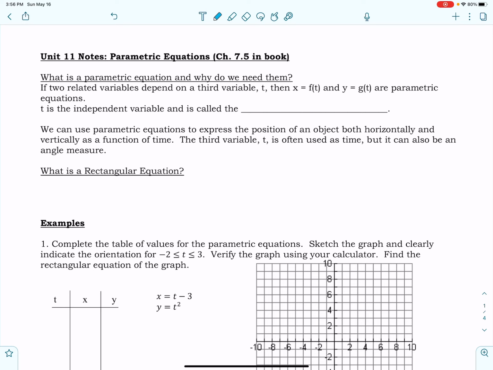Pre-calculus. This is Unit 11, parametric equations. So the first thing we're going to talk about is what is a parametric equation? Why do we need them?